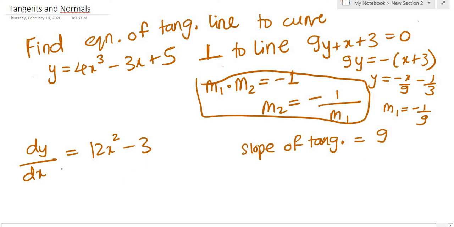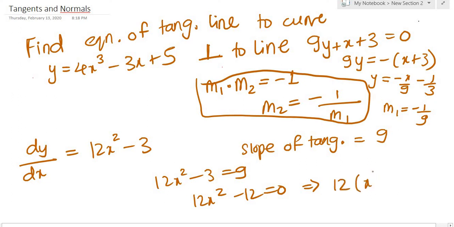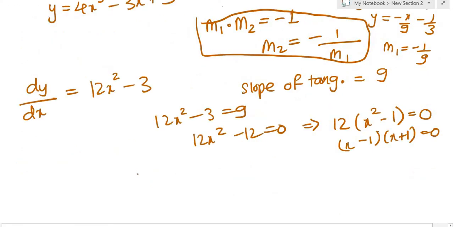Slope of tangent, and we have dy over dx. We know that these two are equal. 12x squared minus 3 is equal to 9. 12x squared minus 12 is equal to 0. We can take the 12 common outside. X squared minus 1 is equal to 0. You can divide both sides by 12. You'll have x minus 1 times x plus 1 is equal to 0. So we have the two possible x values of the points which will satisfy the condition of the question. So we have x is equal to 1 and x is equal to negative 1.